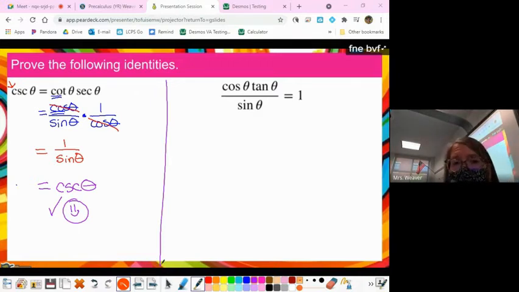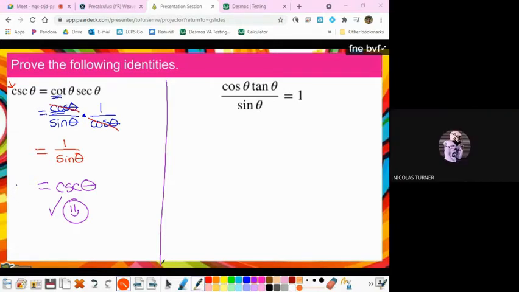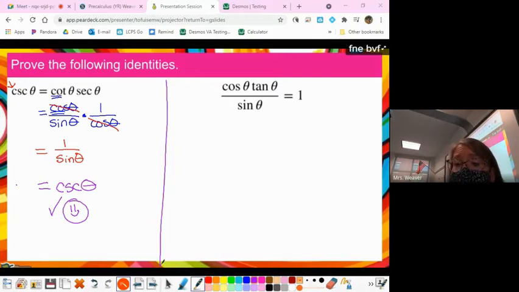So if you were typing in all of your work for this problem, you would need to type in each step. Cotangent theta times secant theta equals cosine theta over sine theta times 1 over cosine theta, which equals 1 over sine theta, which equals cosecant theta, okay? As long as we put the steps in, we're good. If it's just asking you for an equivalent expression, then any of those 3 expressions are equivalent, and you could list any of those. Because on the Desmos, it asks for an equivalent expression. Any of those would be okay.